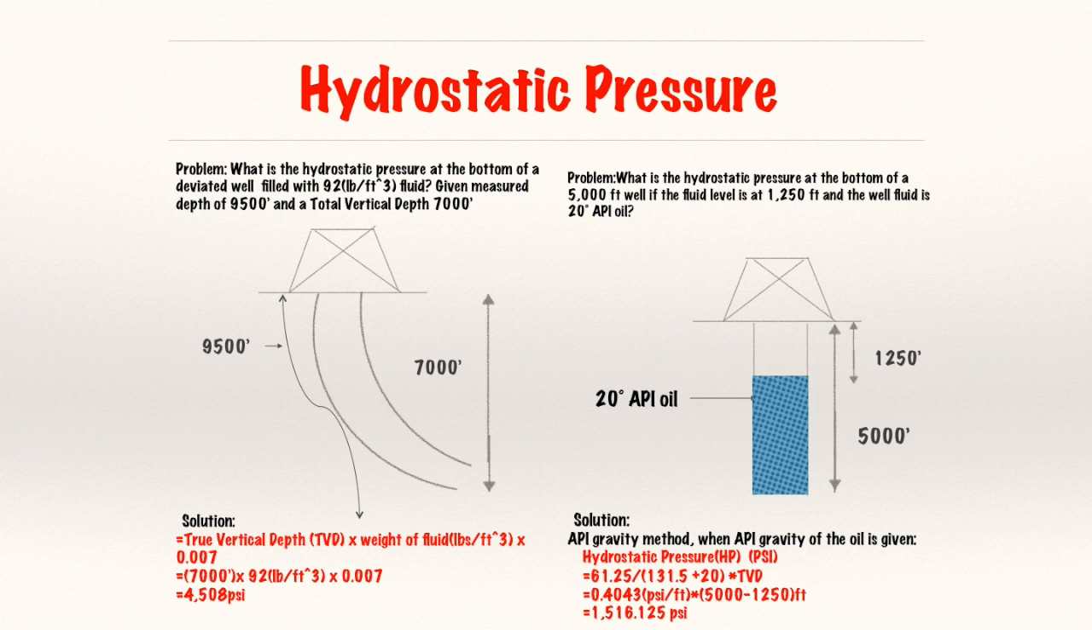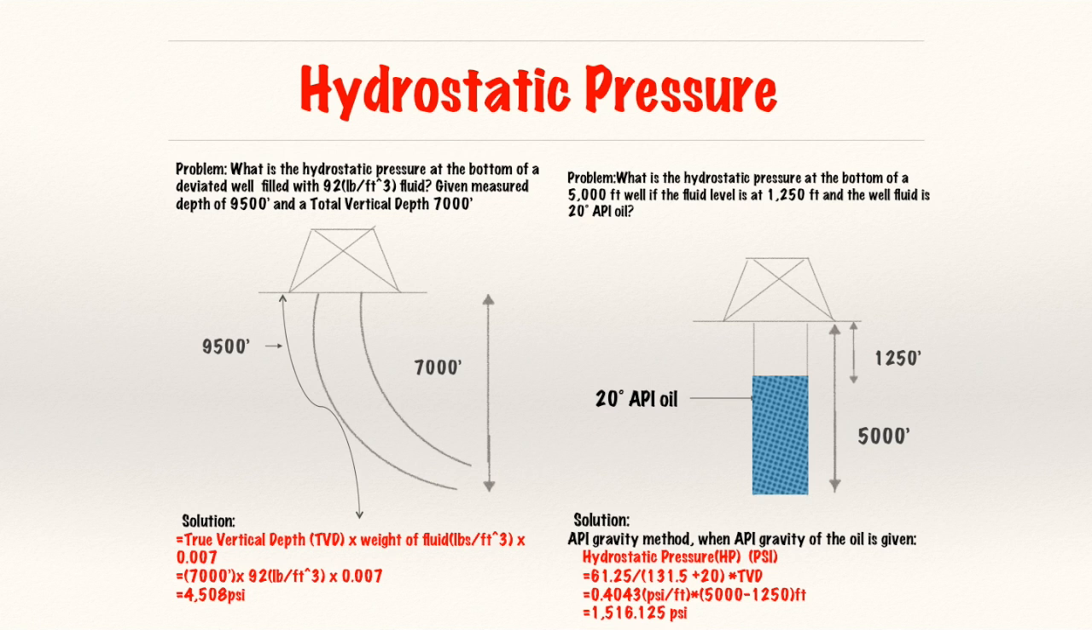Another problem. What is the hydrostatic pressure at the bottom of a deviated well filled with 92 pounds per cubic feet fluid, given a measured depth of 9,500 feet and a true vertical depth, your total vertical depth, of 7,000 feet? So always remember, with hydrostatic pressure, we want to deal with the true vertical depth. So this is the equation that deals with cubic feet. I plug in my true vertical depth, multiply by my fluid weight in pounds per cubic feet, multiplied by my factor. I end up with 4,508 psi.